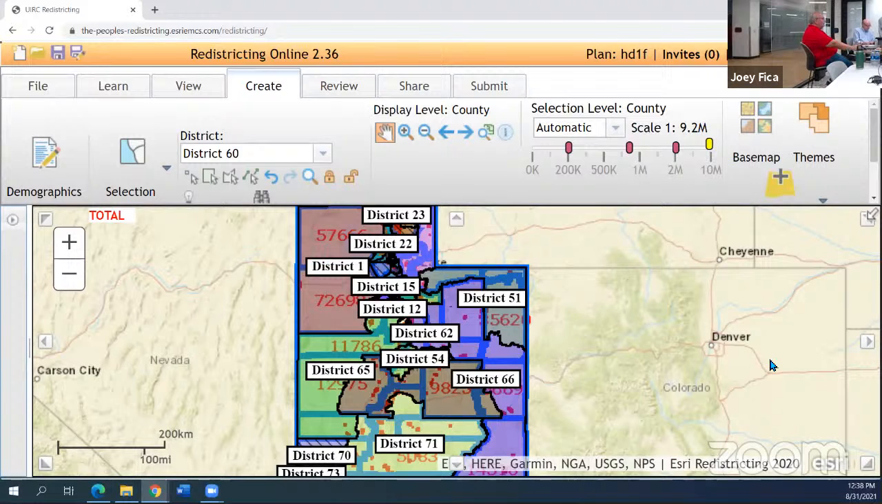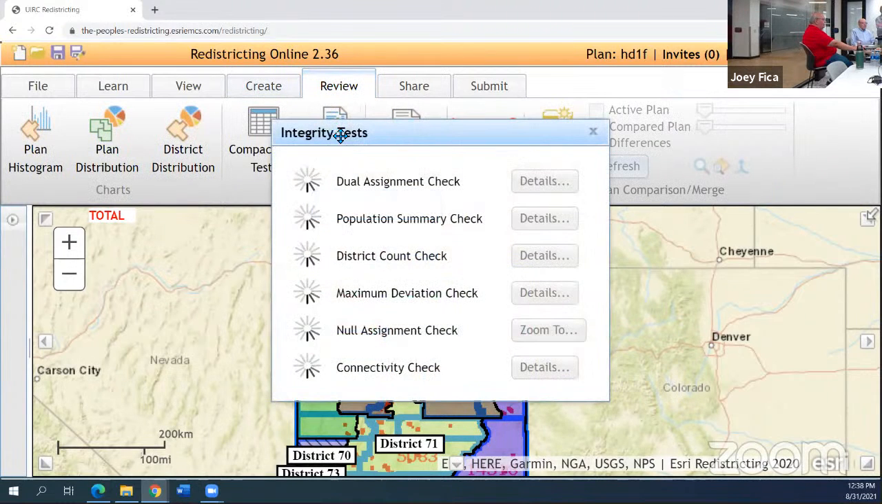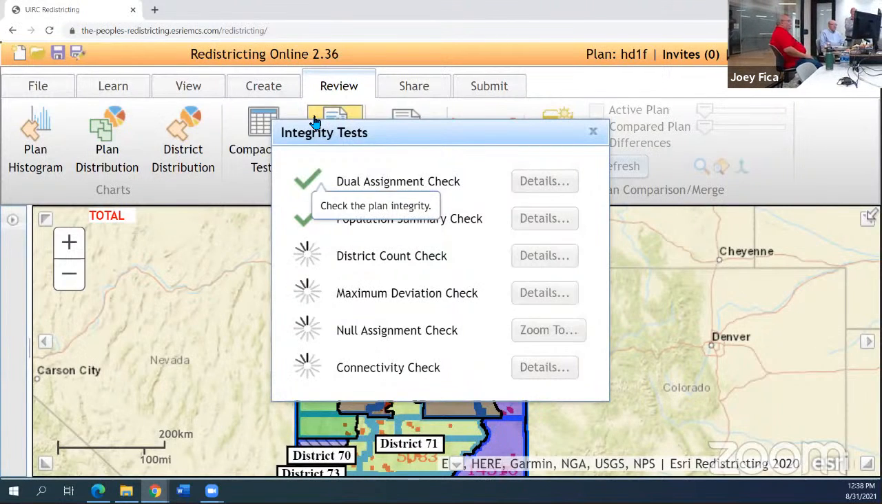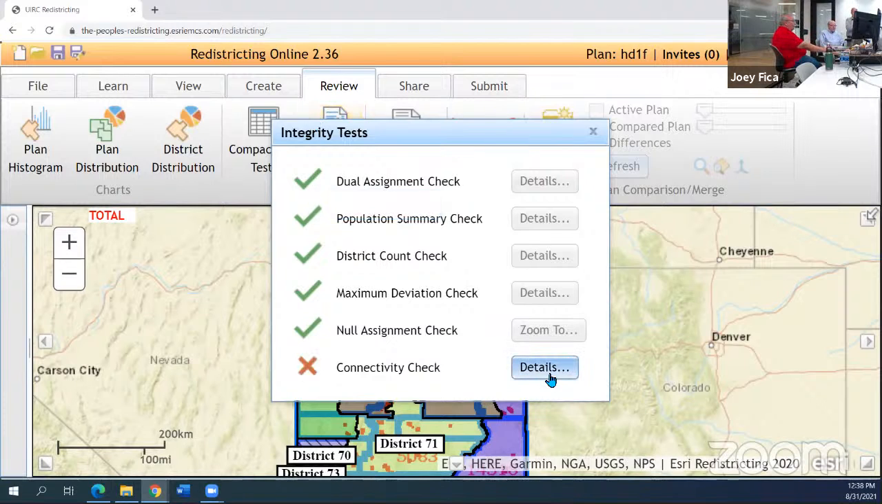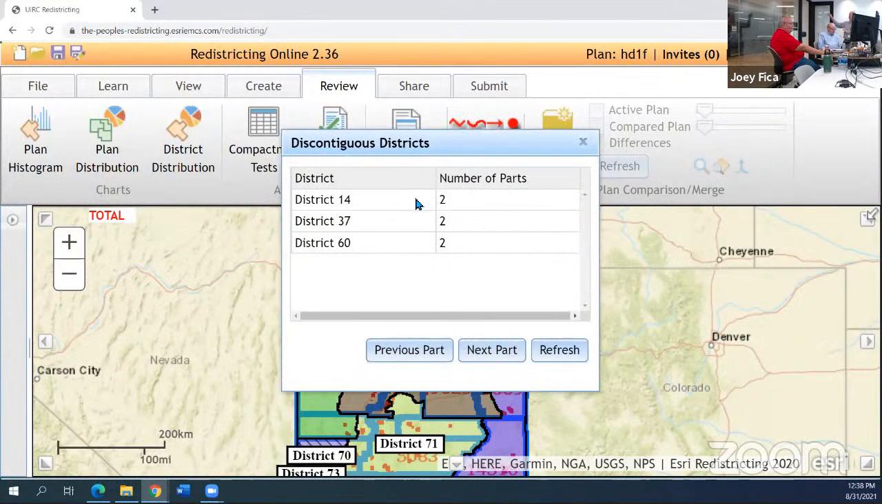You want to do the tests? Go do your tests. That's in review, right? Check integrity. That's it. Now Karen dreams about these check marks at night. Oh, no. But we can fix that. That's just a connectivity issue. There's an island somewhere. That's just a dot.